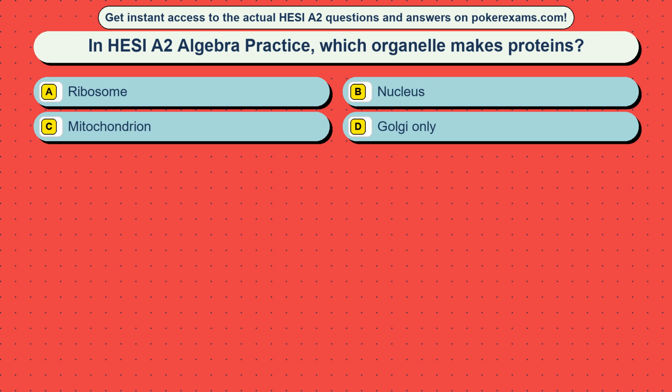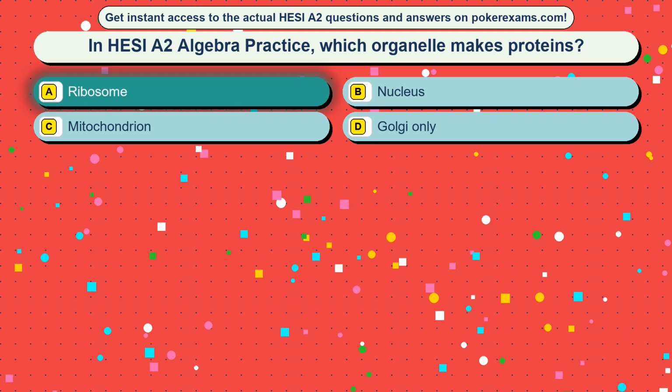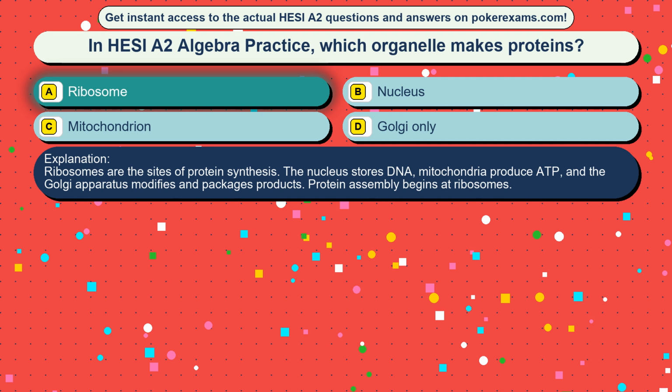Question 13. In HESI A2 algebra practice, which organelle makes proteins? Option A ribosome. Option B nucleus. Option C mitochondrion. Option D Golgi only. The correct answer is option A, ribosome. Ribosomes are the sites of protein synthesis. The nucleus stores DNA, mitochondria produce ATP, and the Golgi apparatus modifies and packages products.